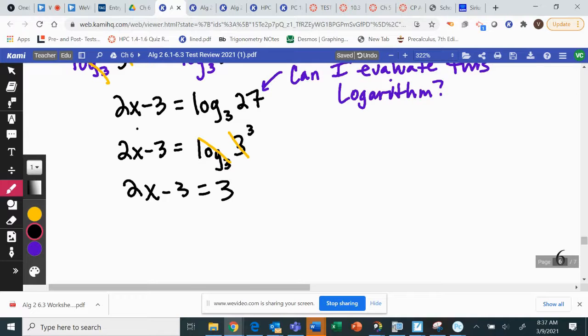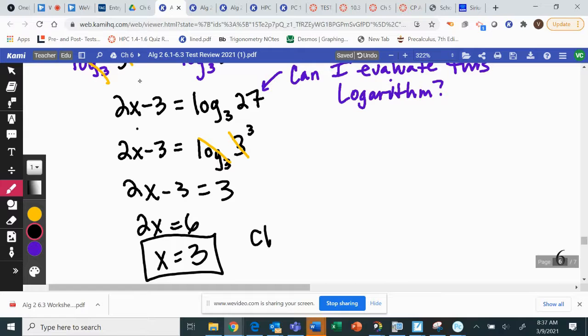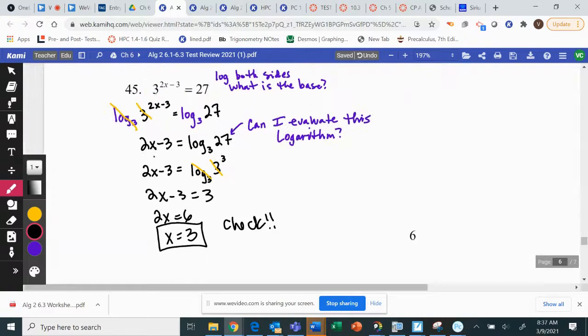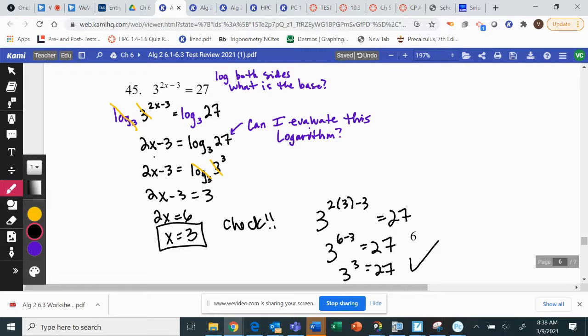Okay, so now I have 2x minus 3 equals 3. We have no more logarithms. This is an easy equation to solve. Add 3, divide by 2, check our answer just to make sure. Oops. Okay, so I got 3 to the third equals 27. That's a big old check.